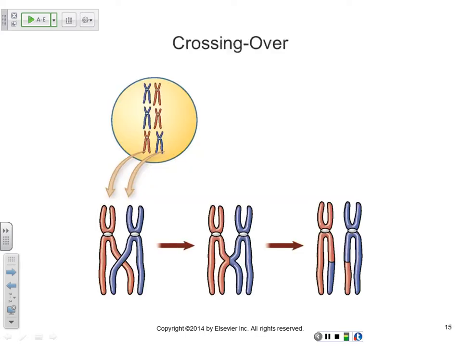So one of the things that results in more variation is the crossing over, and then you have the independent assortment. All those things lead to different genetic material in each gamete. All right? So crossing over is very important, and it limits the occurrence of recessive traits. All right?